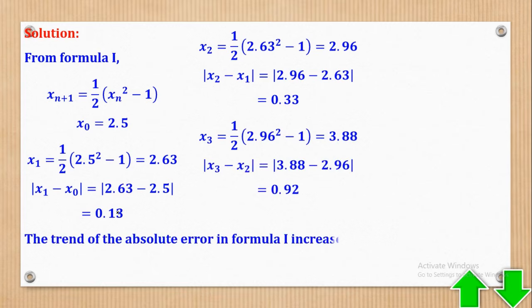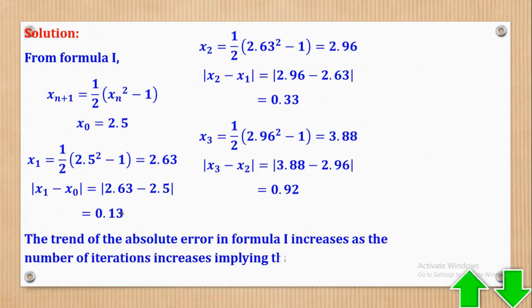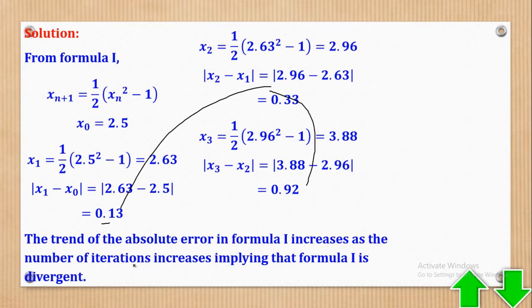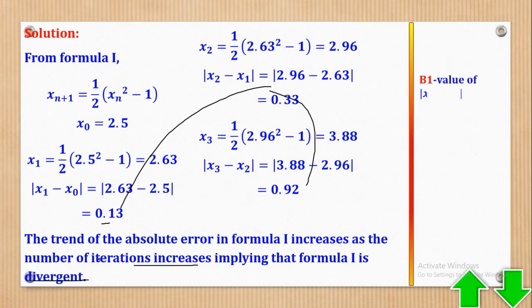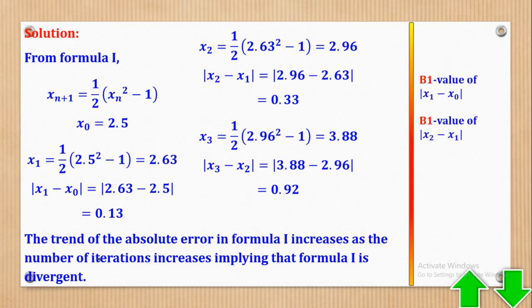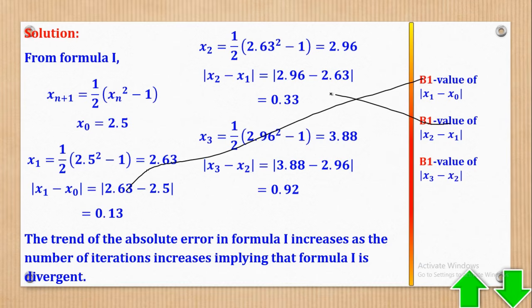So since the tolerance keeps on, I can see this one is small, from here to here it increases, from here to here it increases. So because it is increasing, it implies that it is divergent. So B1 for this first tolerance, B1 for the second tolerance, B1 for the third tolerance.